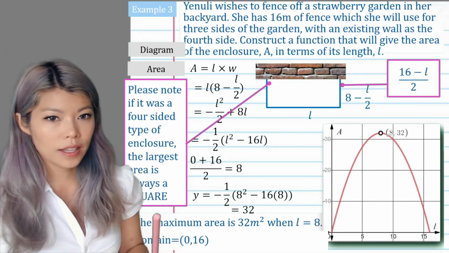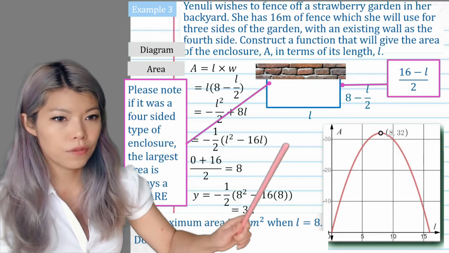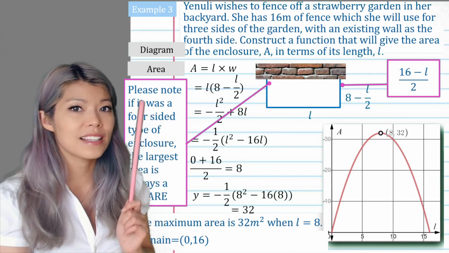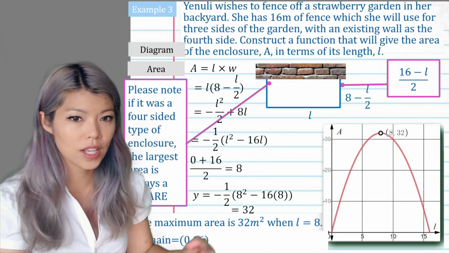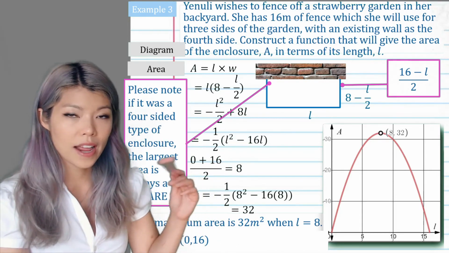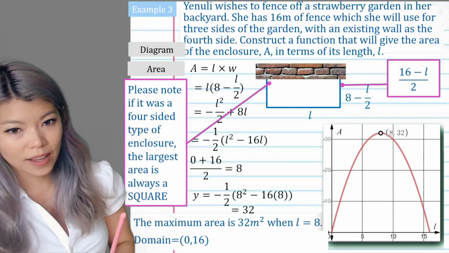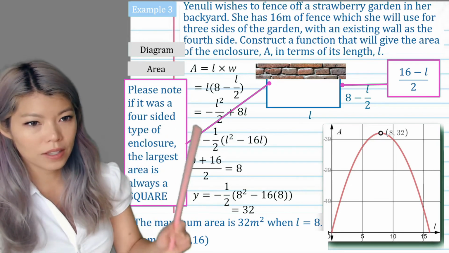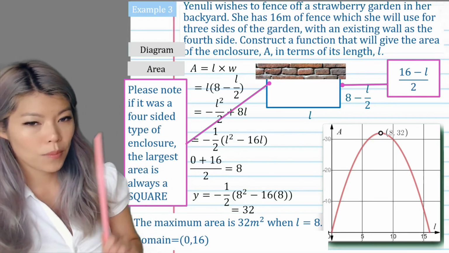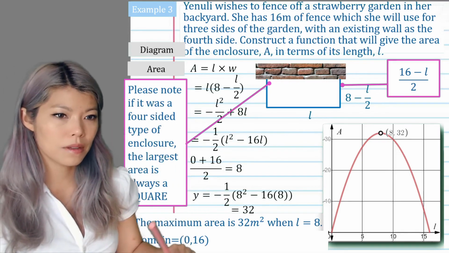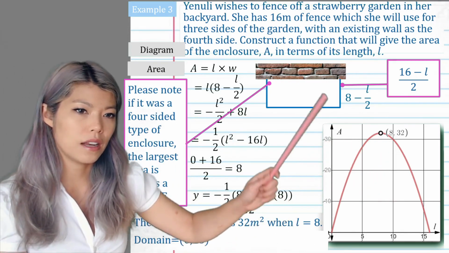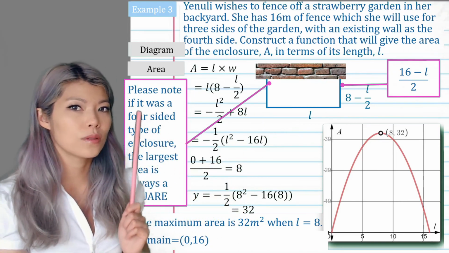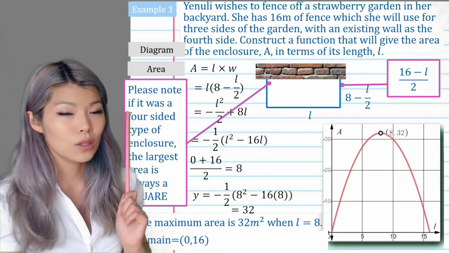Please do note that if it was a four-sided example, then the biggest area for a four-sided shape with right angles is always a square. So you should have discovered that during year 8 and 9 maths when you're looking at areas, or maybe even younger than that. But if you're not sure, remember that. And it's good to know that, because when you draw a graph, and if it's a four-sided example, your answer should always be giving you a square. That's a trick to check your answers.